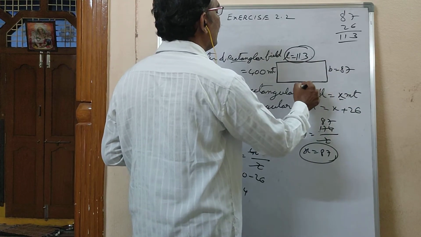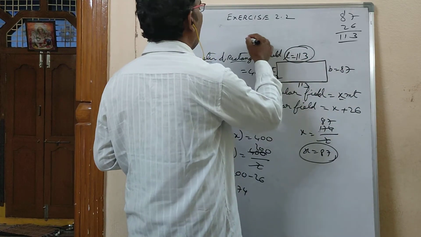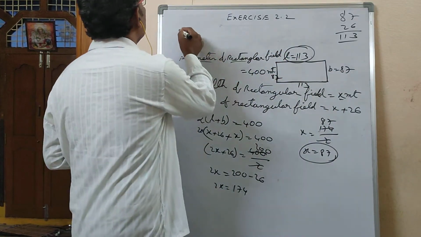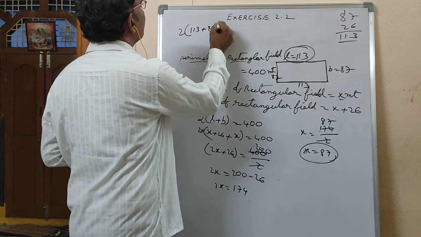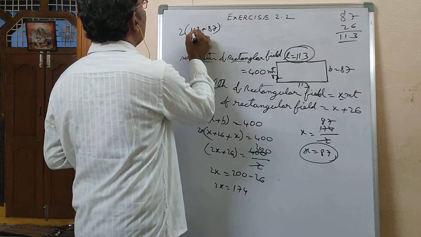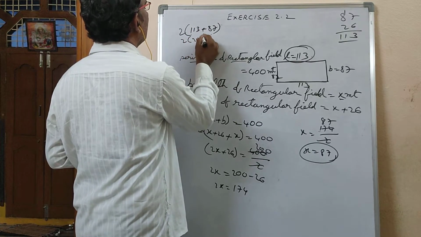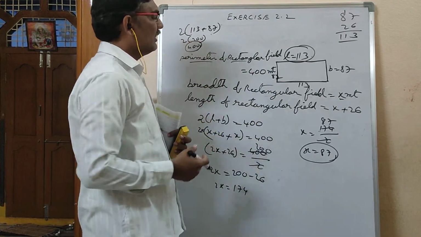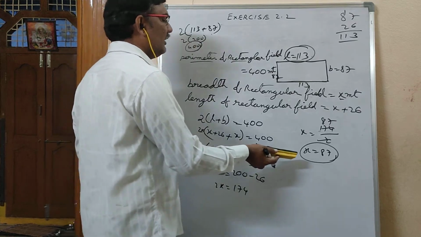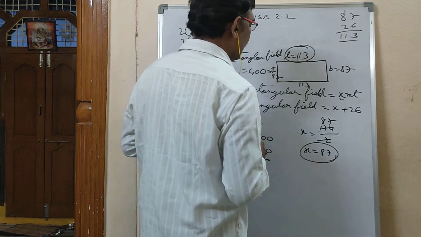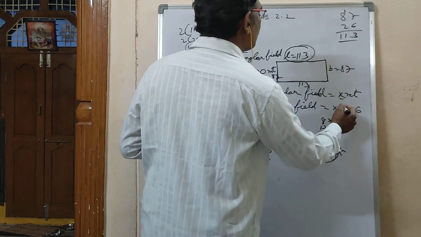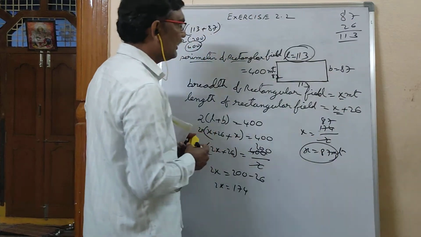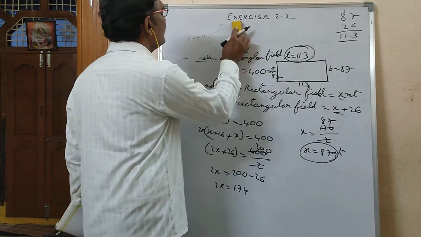Around distance means again it is 113, again it is 87. All: 113 plus 87 plus 113 plus 87. If you add 2 into (113 plus 87): 87, 90, 100, 200. 2 into 200, that is 400. So you got the perimeter as 400 or not? Hence we checked that it is the right answer. Checking is not necessary. You have to write that the breadth of the rectangular field is 87 meters, and substitute this 87 in this one: the length of the rectangular field becomes 87 plus 26. Do addition. Length becomes 113 meters. Okay, this problem is completed.